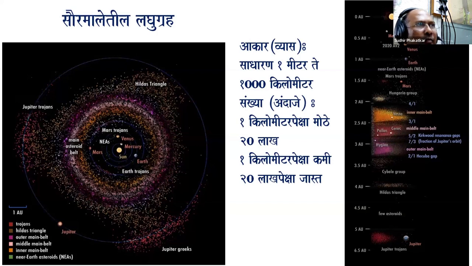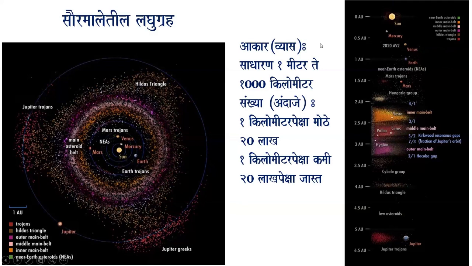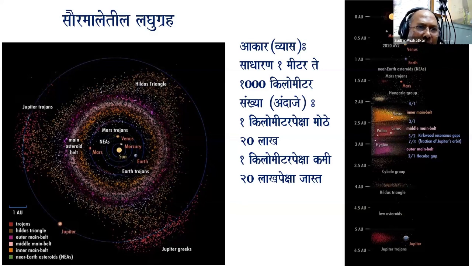I'm going to explain about meteors. What is a meteor? Before that we should know about asteroids in the solar system. Asteroids range in diameter from 1 meter to 1 lakh kilometers.